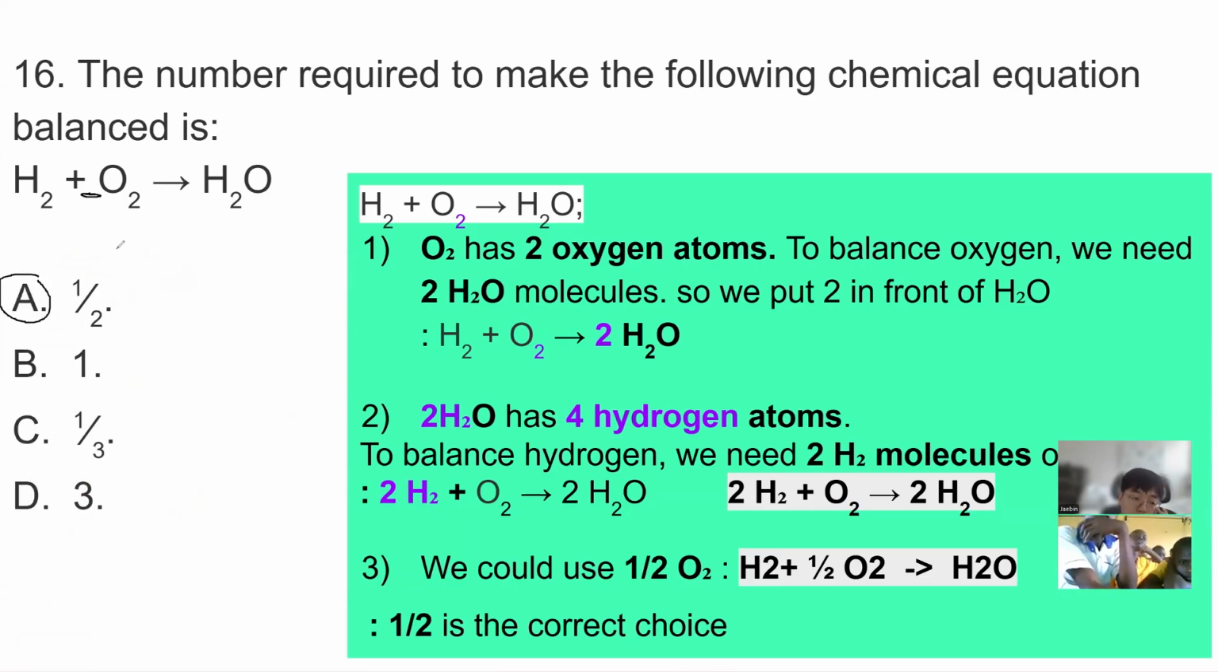Why might it be 1/2 in front of here? Well, there's one oxygen on the right. There are two oxygens on the left. So you need to multiply by 1/2 to make it 1 on the left side too. That's why what goes in front of O2 is 1/2. That's why the answer is A.